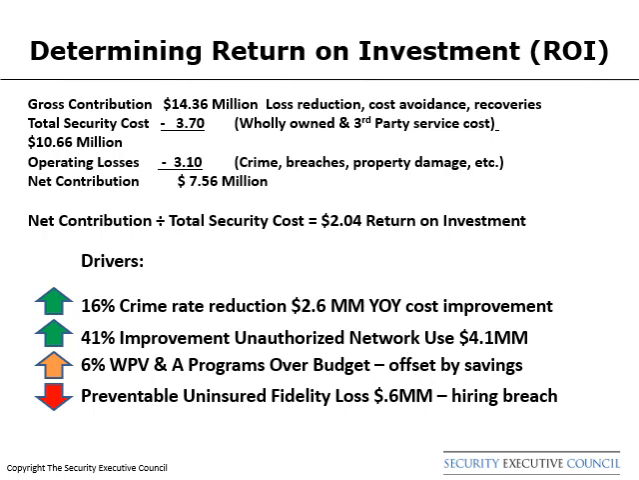Lastly, a cautionary tale where a convicted felon who lied on their resume was hired out of policy and caused a $600,000 uninsured fidelity loss. ROI would have been $2.20 versus $2.04 had the policy been followed.